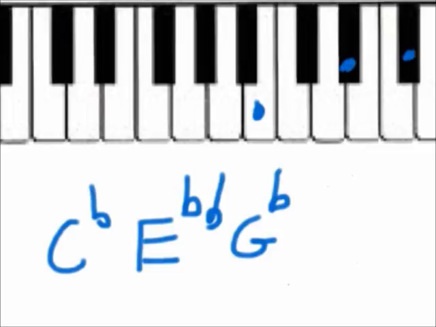Of course, because you have C flat, E flat, and G flat. And if you want to lower this down to here, you will get C flat minor, which would be these pitches: C flat, E double flat, G flat.